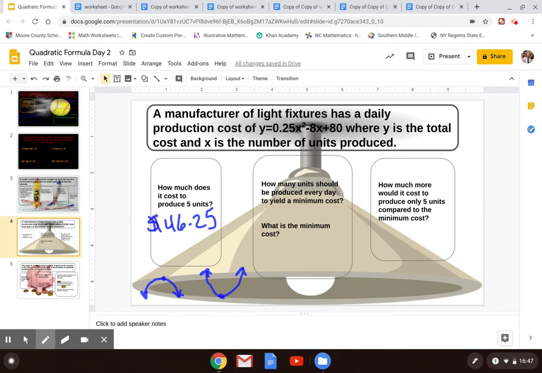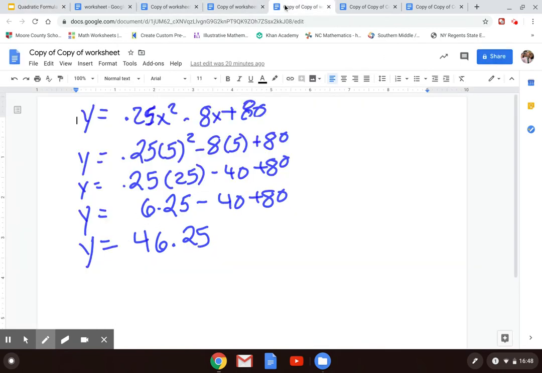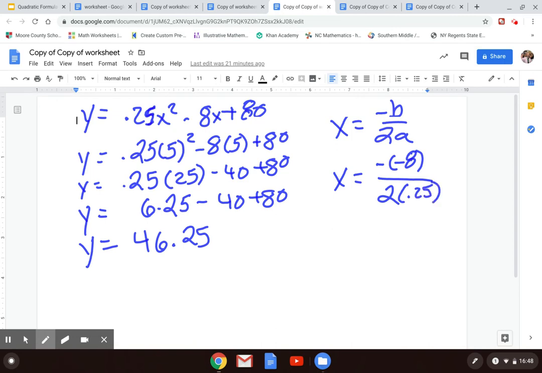So x is the units that should be produced. So I am looking at the x value of my minimum. To find the x value of my minimum, I am simply going to use x equals negative b over 2a, what I've been using to find my axis of symmetry. So in this case, my b value is negative 8, so I have negative 8 over 2 times my a, which is 0.25. So 2 negatives make a positive, so x equals 8 divided by 2 times 25 hundredths, which is 0.5. And 8 divided by 0.5 equals 16. Okay, that's 8 divided by 0.5, not 8 times 0.5. All right, so I have an x value of 16.